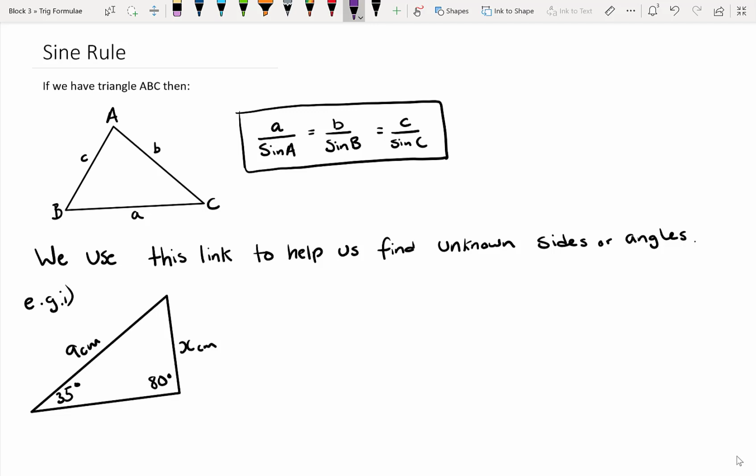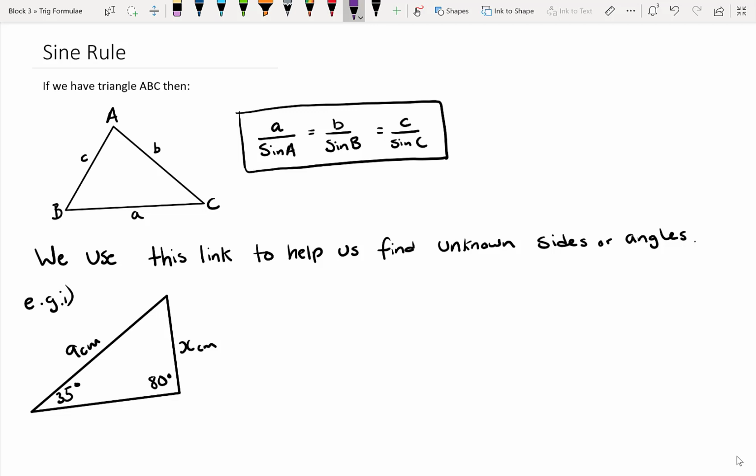Okay, so we've written it here as it appears in the formula sheet. You've got side a divided by the sine of angle A, which is equal to side b divided by the sine of angle B, which is equal to side c divided by the sine of angle C. That's the basic idea behind it, and that's the formula we are going to use to help us. So, in our first example, we've got two angles, a known side and an unknown side.